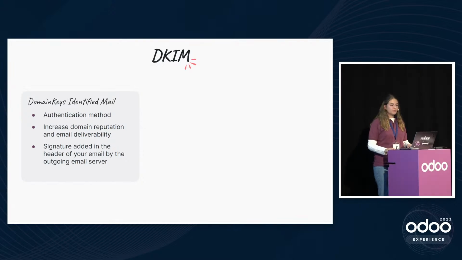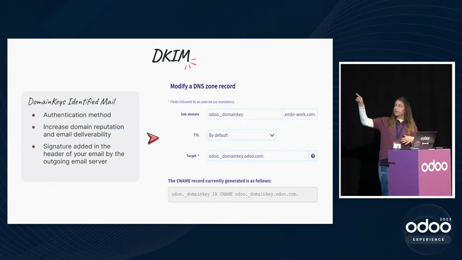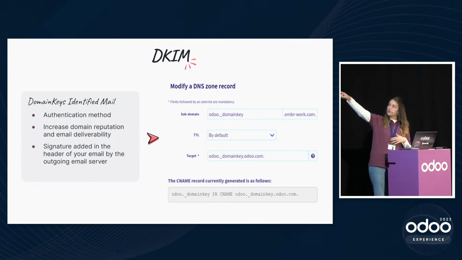But you don't need to publish the key directly in your DNS because Odoo is managing it. Instead, you only need to redirect the Odoo selector to the Odoo DNS. That's why you can see in my record that I added a CNAME, pointing to Odoo's domain. If I use a subdomain, for example mail.embrwork.com, I will put my subdomain right after the domain key on the first line.